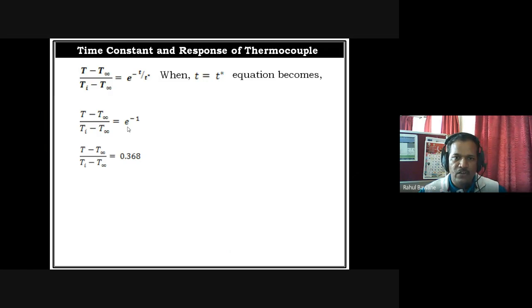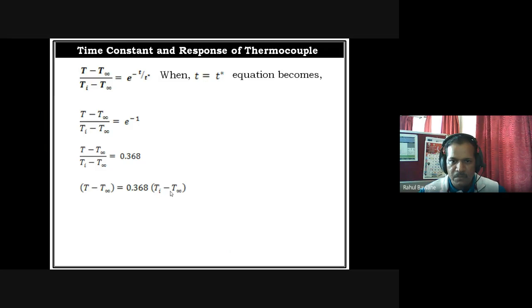Now what is the value of e raised to the power minus 1? It is 0.368. Now rearrange this. So T minus T infinity, where T stands for that particular temperature at a specific time, is equal to 0.368 times Ti minus T surrounding.